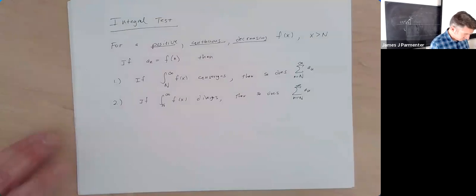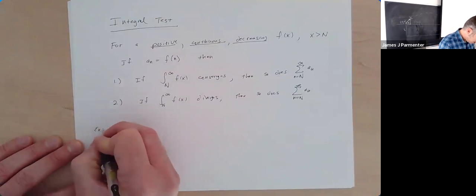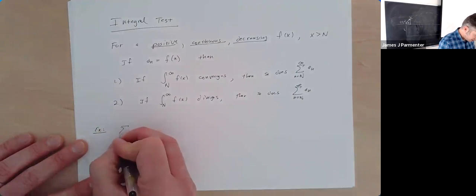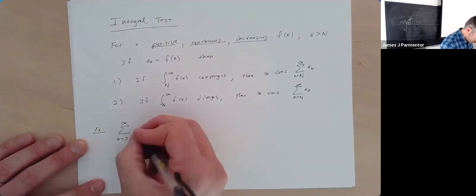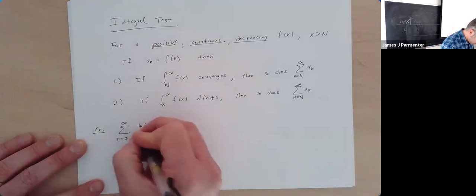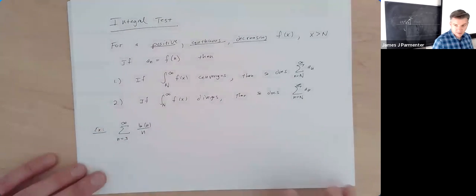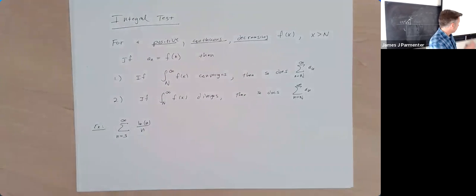So this is useful if you have a series that looks kind of terrible, like the series from n equals 3 to infinity of the natural log of n over n. I will point out there's certainly an easier way to show that the series does what it does, but we don't have that test just yet. So let's talk about how we do it using the integral test.